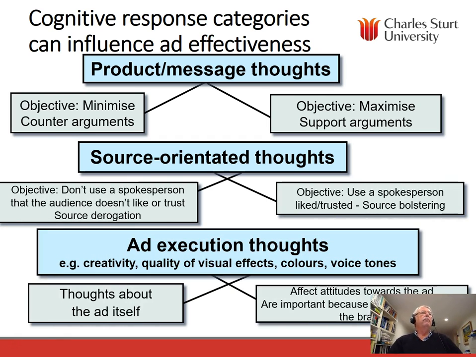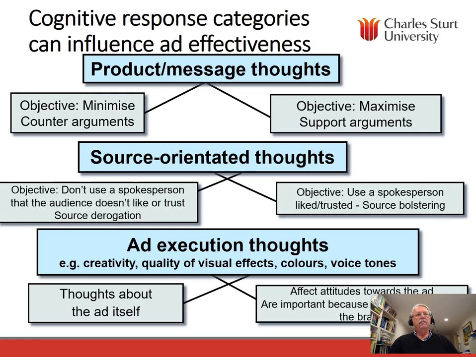So when we look at product message thoughts, one of the objectives we have is to try and minimize counter arguments. So if we have competitive products, we want to try and identify the benefits and take into account or minimize any potential negatives from that product or service. And obviously another objective is to maximize the support arguments.